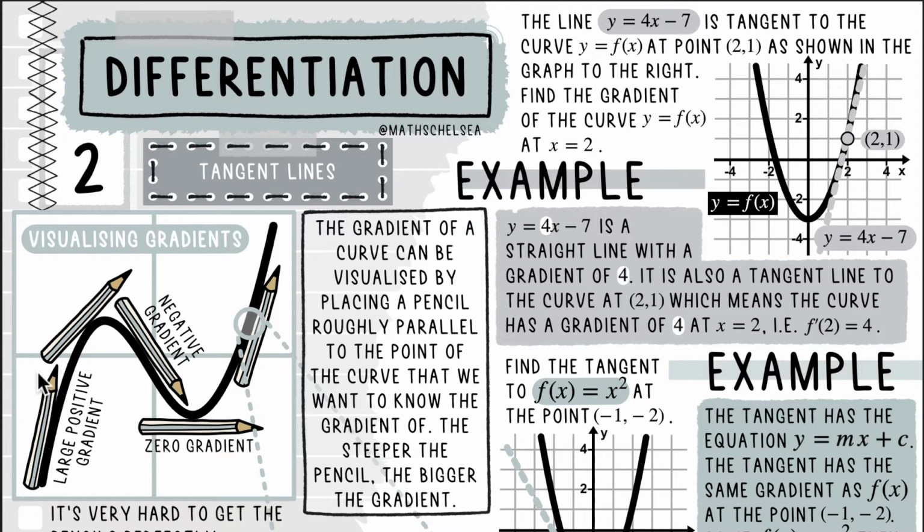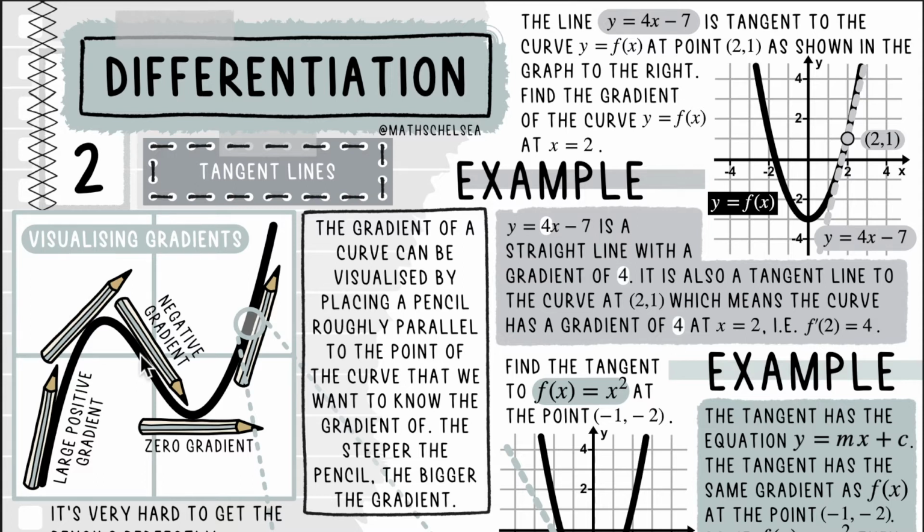On the other hand, if I was to pick this point on the curve, I would place the pencil roughly parallel to the curve at that point. Here we can see that this pencil is slightly shallower, not as steep as this pencil here. So this is telling us that the gradient at this point is a bit smaller than the gradient at the previous point because the pencil isn't as steep. It also shows us that the gradient at this point is still positive.